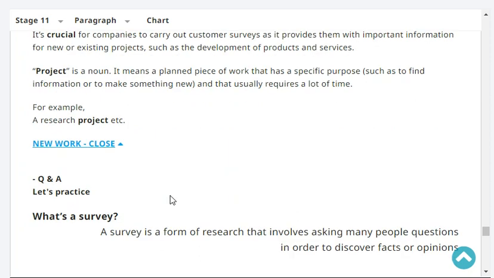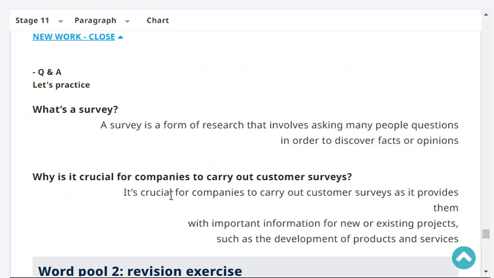Let's practice. What's a survey? A survey is a form of research that involves asking many people questions in order to discover facts or opinions. Very good.